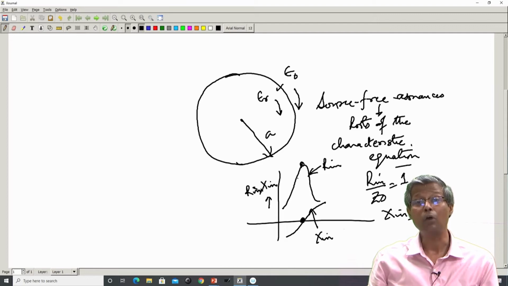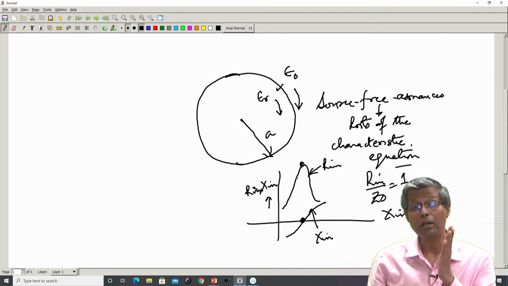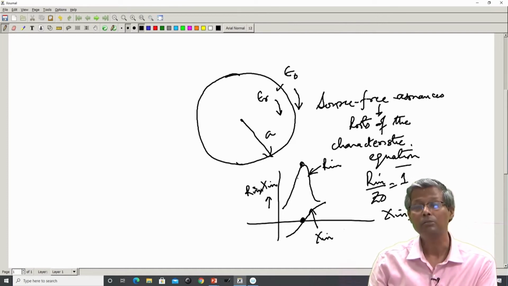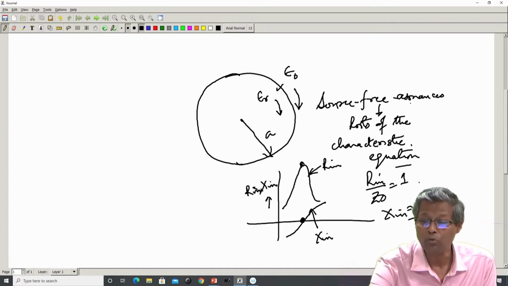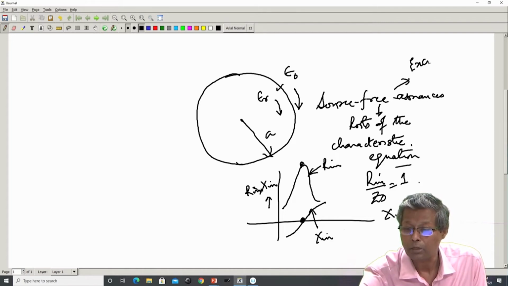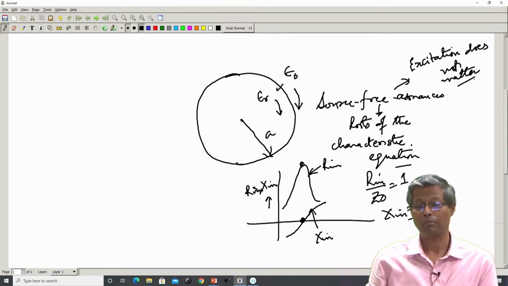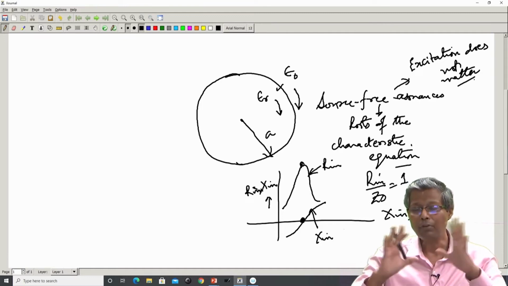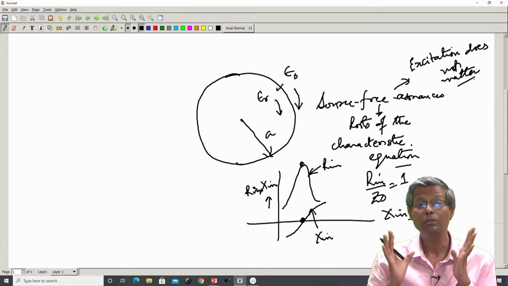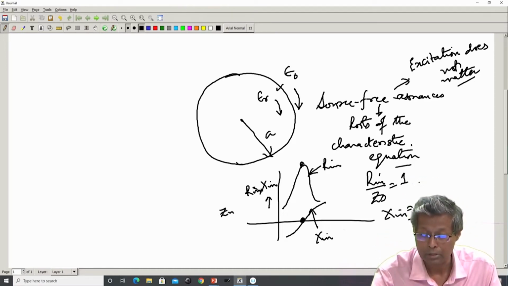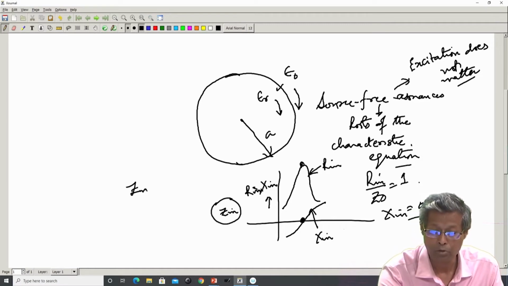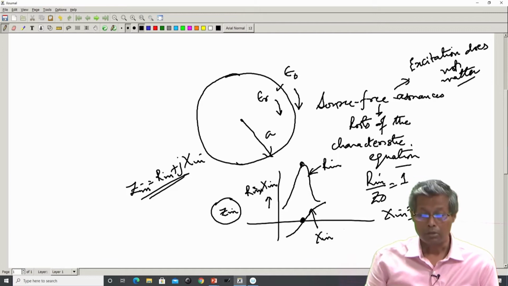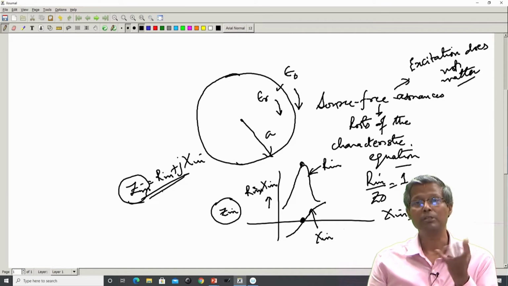So, what is the loaded resonance? How is it physically different from the source free resonance? The loaded resonance takes into account the presence of the excitation source, in this case the presence of the slot. The source free resonance has nothing to do with the excitation. Excitation does not matter, while the loaded resonance is an accurate analysis of the circuit or the antenna structure. It takes into account the excitation and everything to find the actual input impedance, Z in, which is equal to R in plus j X in.